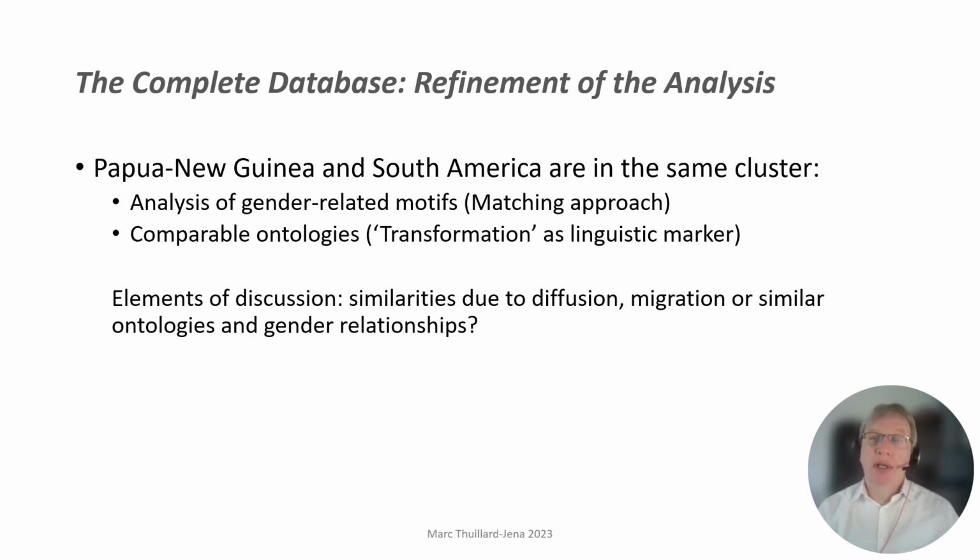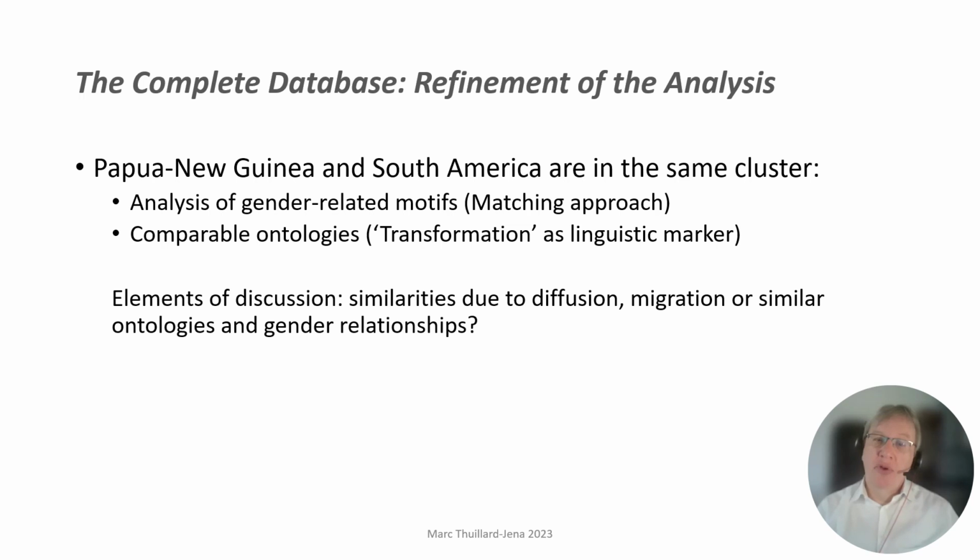So you can repeat the matching approach by selecting just motifs related to gender, because maybe it's a relation to gender that gives them some commonalities. And if you analyze the gender-related motifs, you really find also around the Pacific some connection. There's also a second connection that we find with many motifs related to transformation. You know, a transformation from a man to an animal, from a bird to a man, and so on. And if you take transformation as a marker, you find also similarities in the distribution around the Pacific. So there are at least two possible explanations here. They have comparable ontologies, or they have similar relationships to gender.